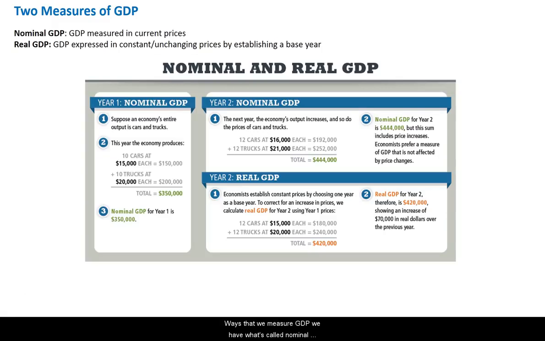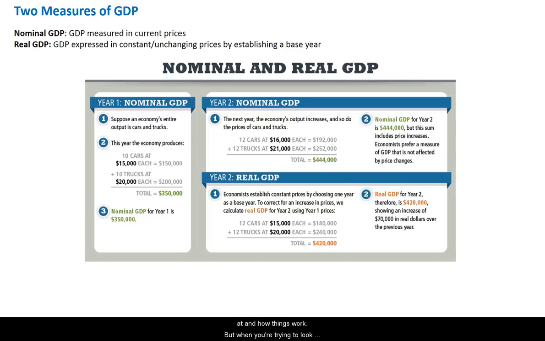Now, in the ways that we measure GDP, we have what's called nominal and real GDP. Nominal GDP is simply calculating those final goods in current prices. It's a good way to measure. It gives you a good snapshot of the economy, exactly where we're at and how things were.